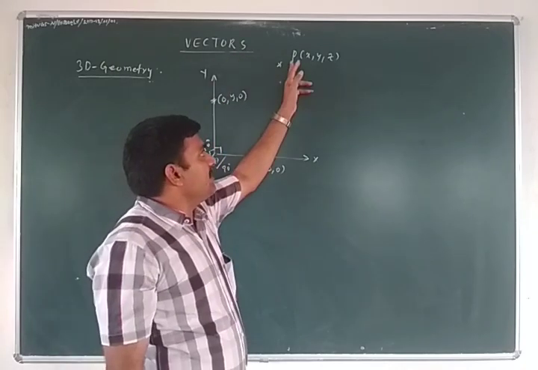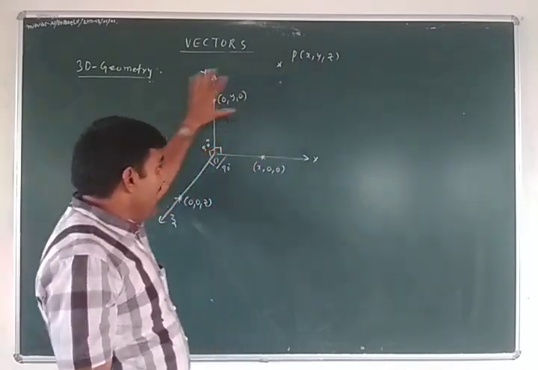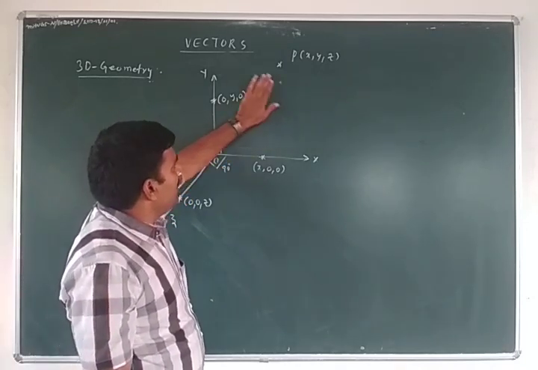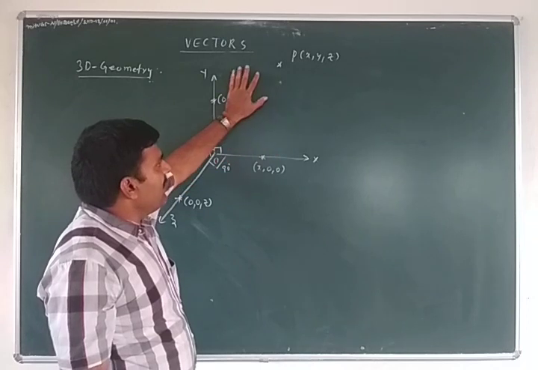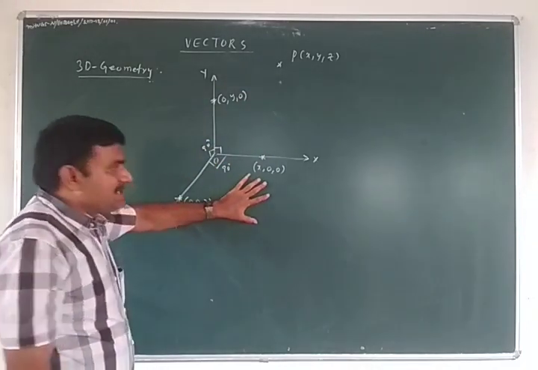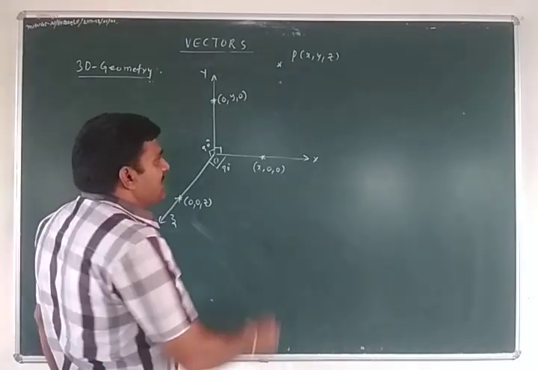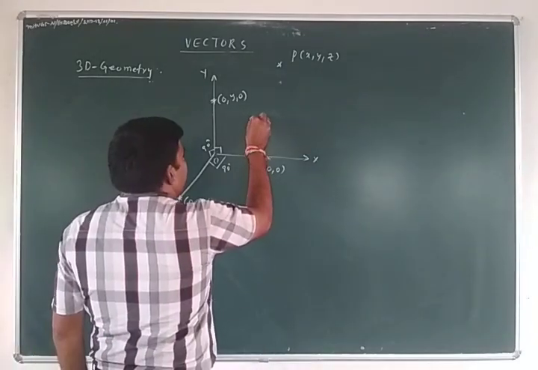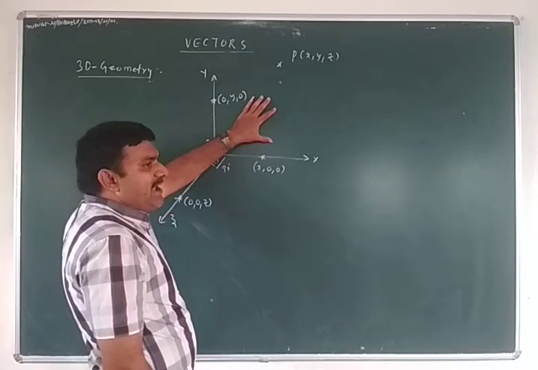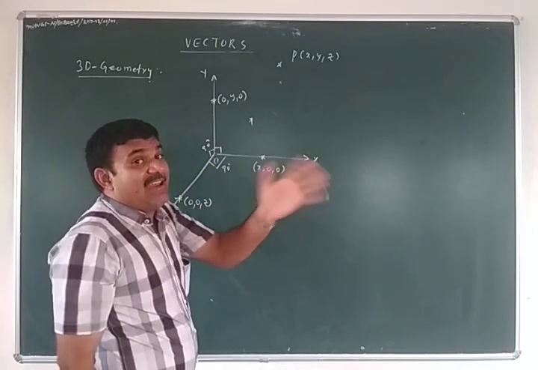So the other point, this is the point x, y, z. Now this is the xy plane. This part is the xy plane, this is the yz plane, and this is the zx plane. A point lies on the xy plane. Suppose the point is on the xy plane, then the z value is 0.